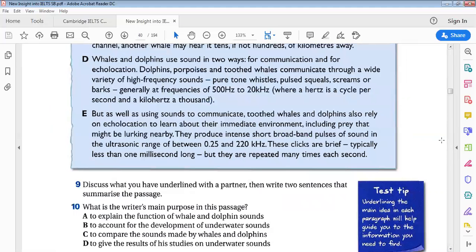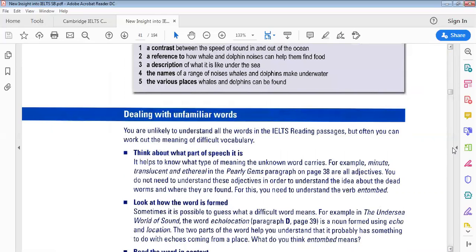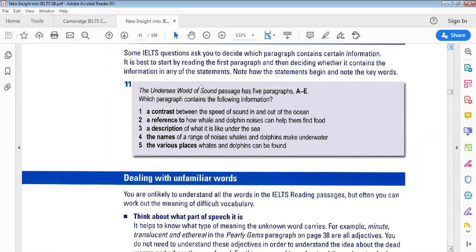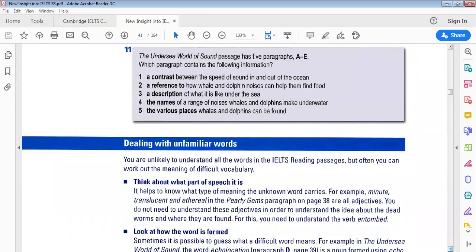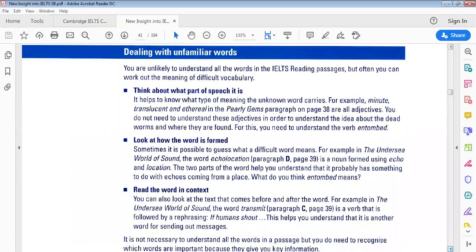So, what is the main purpose? We have discussed that before. For matching questions A to E, first we look at the paragraph, then at the options, and then we look for contrast, reference, description, names, and various places. These kinds of words give us a clue about what we are looking for. Dealing with unfamiliar words.